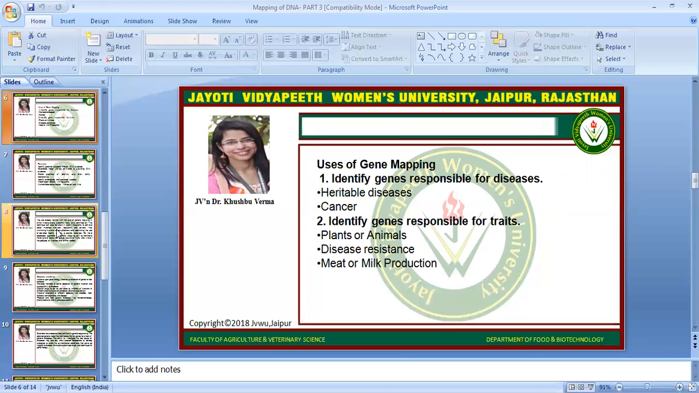Now we will discuss the uses of gene mapping. The first use is to identify genes responsible for disease, and the second major use is to identify genes responsible for traits. In the case of disease, it can identify heritable diseases and cancer. In the identification of genes responsible for traits, it can identify such traits in both plants and animals, and it can identify disease resistance genes. It can also identify meat or milk production genes.